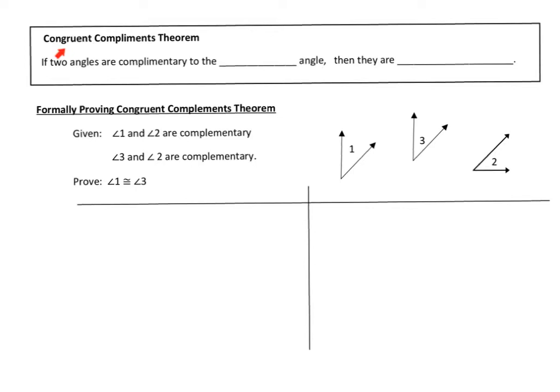Next, we're going to work on proving the congruent complements theorem. So if two angles are complementary to the same angle, then they are congruent. This proof is going to look very similar to the supplement theorem, except now it's complements. The other one added to 180, complementary angles add to 90. So let's write our statements and our reasons.